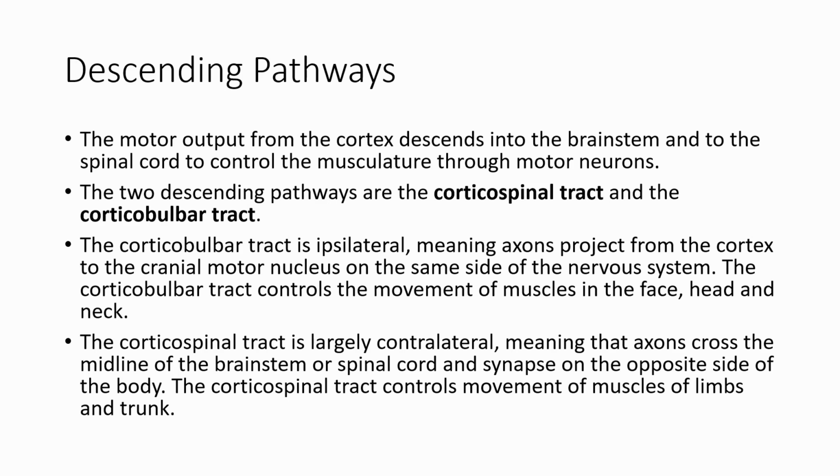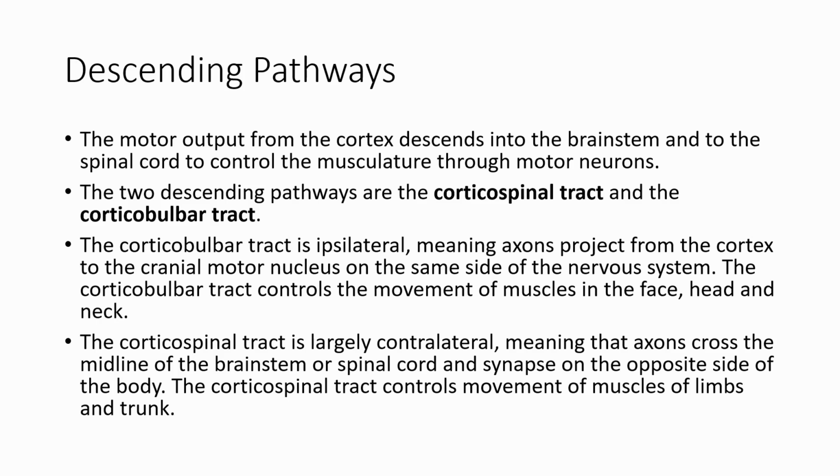So motor output coming from the cortex is going to descend into the brainstem and then down into the spinal cord through motor neurons. And there's two different pathways we can take. We can be part of the corticospinal tract or the corticobulbar tract. The corticobulbar tract is ipsilateral, meaning if the axon from the cortex is on the same side, it's going to control that side. So if it's coming from the right, it's going to control the right. If it's coming from the left, it's going to control the left. And the corticobulbar tract is responsible for muscles in the face, head, and neck.